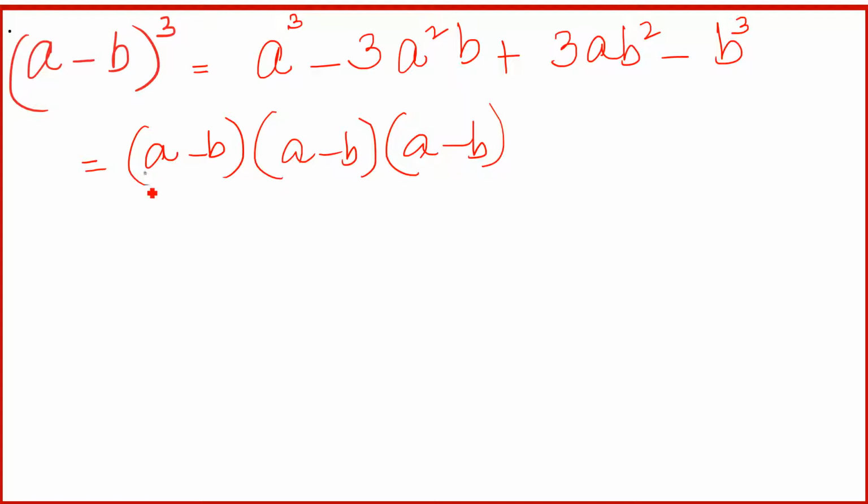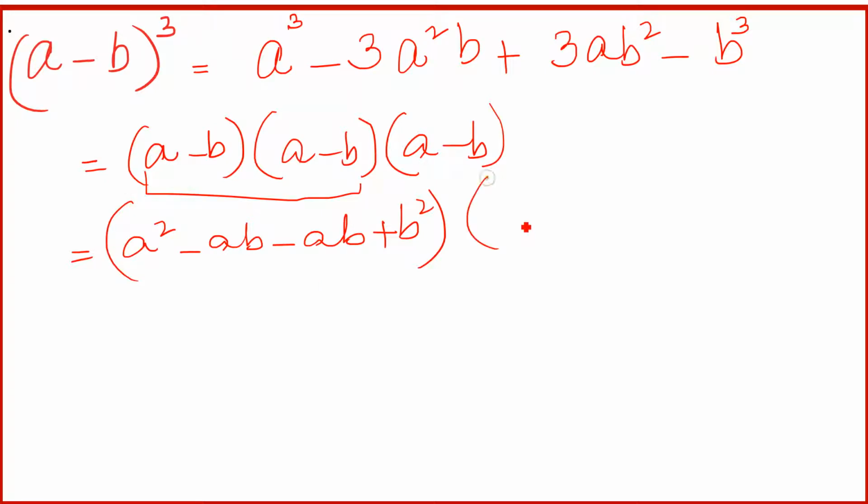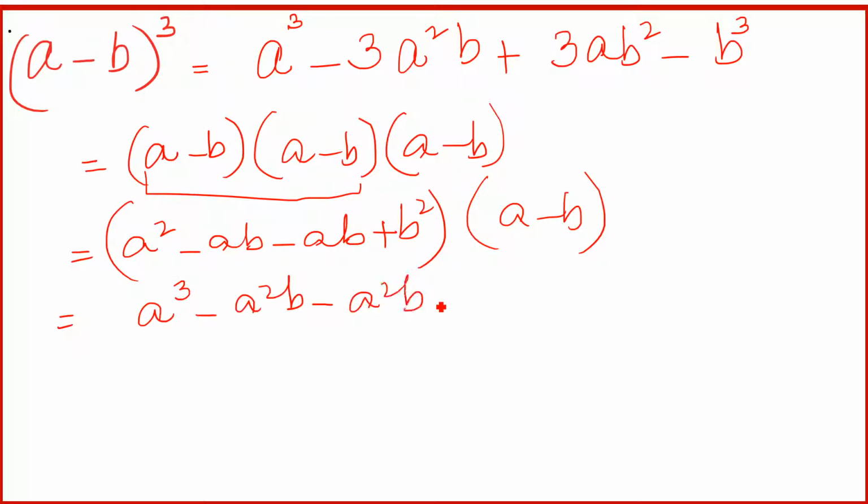So this time I will show you, just multiply these two. You can multiply any two first, and then we will multiply at the end with the third one. So this one, a square minus ab plus b square, and then a cube minus a square b minus a square b minus a plus ab square. Now with the minus a square b, positive ab square, positive ab square, negative b cube.